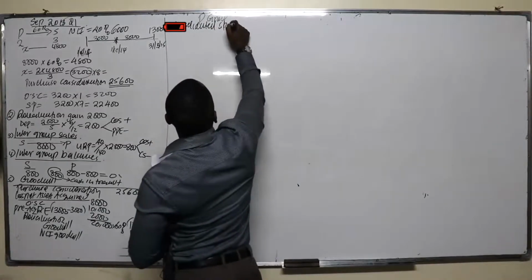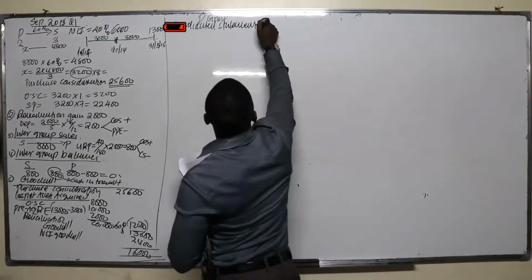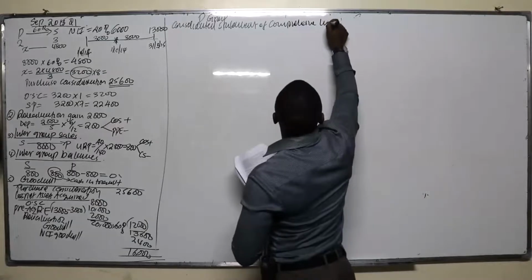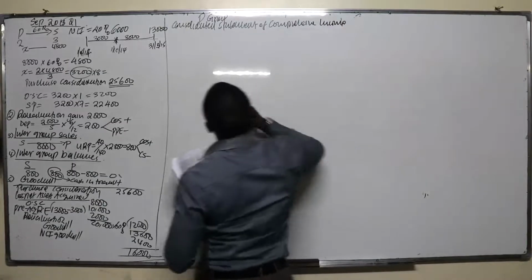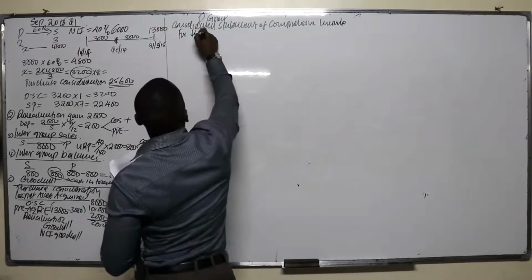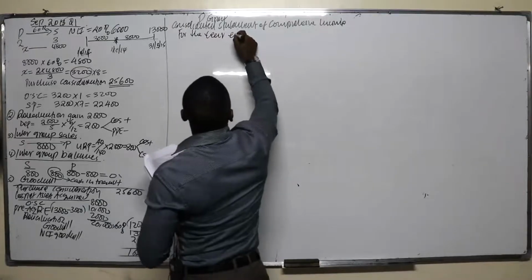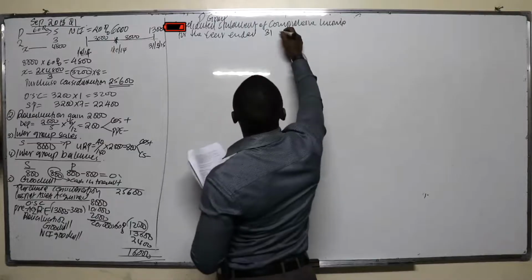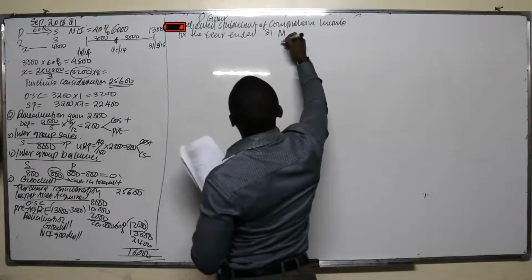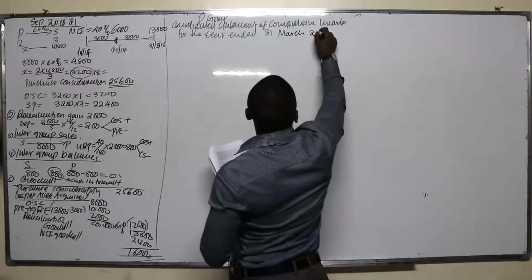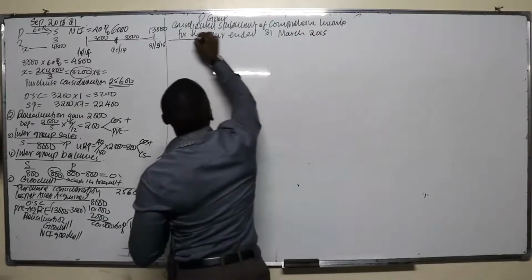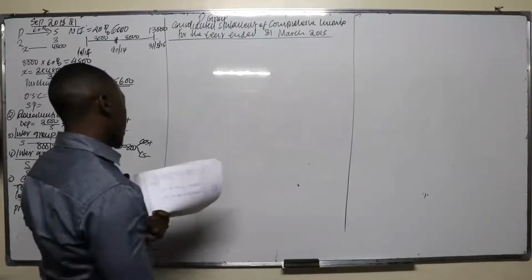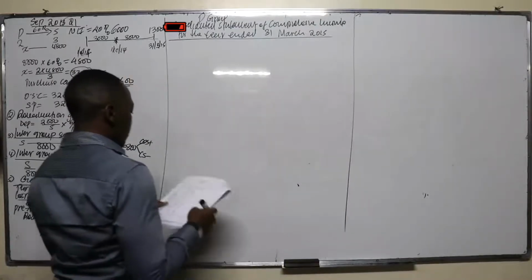Consolidated statement of comprehensive income for the year ended 1st of March 2015. Let's go to the income statement. Just copy what we have. What do you have to the income statement?